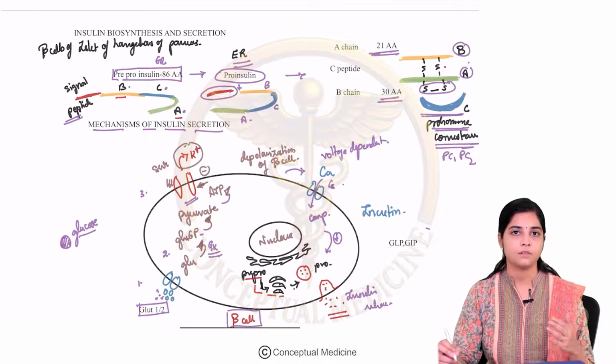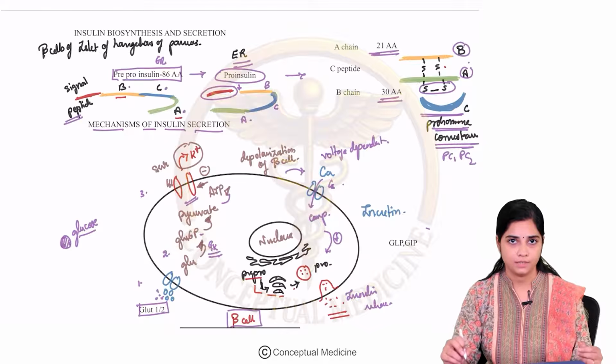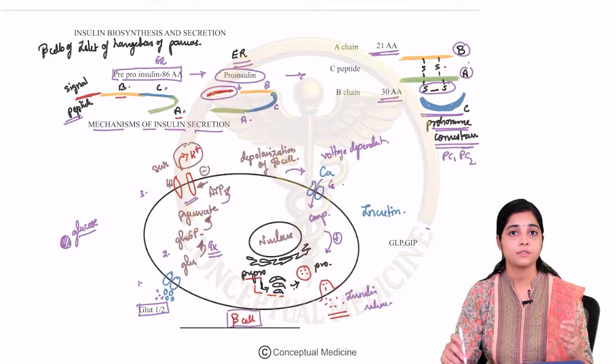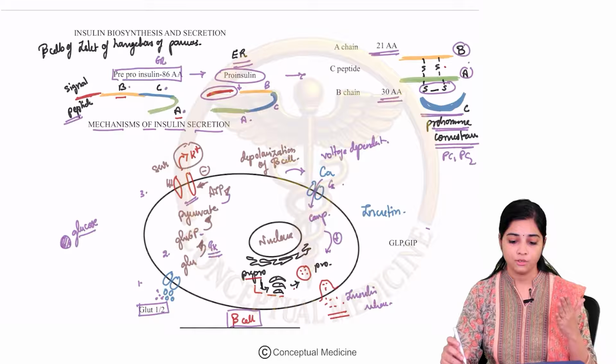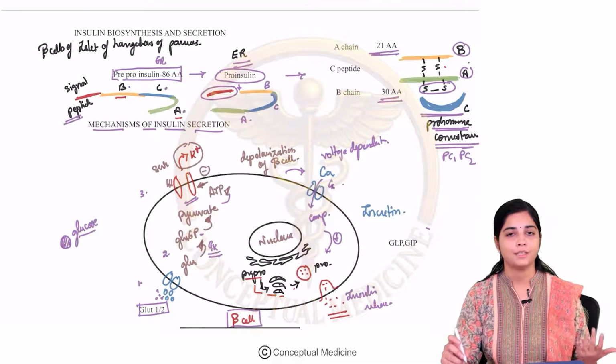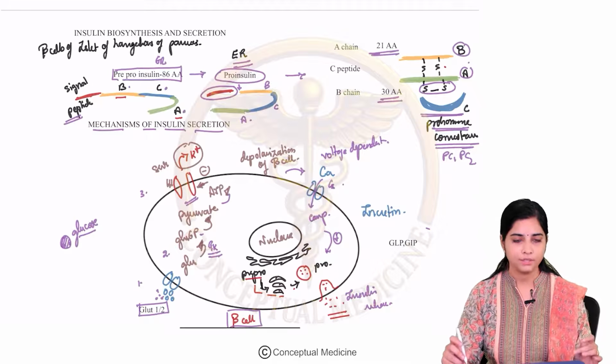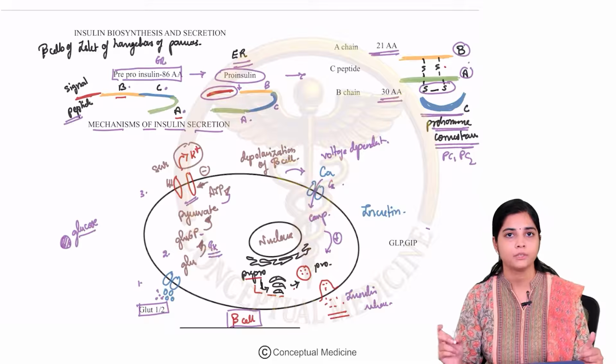So the first step is your glucose entry. Then glucose is acted upon by a series of reactions, glucose 6-phosphate, pyruvate, and ATP is generated. ATP acts on your ATP sensitive potassium ion channel, and this causes depolarization of the beta cell. Depolarization of the beta cell causes activation of your voltage dependent calcium ion channel and calcium entry into the cell. Calcium acts via your cAMP pathway and causes exocytosis. So this is about how insulin is secreted on a molecular level.